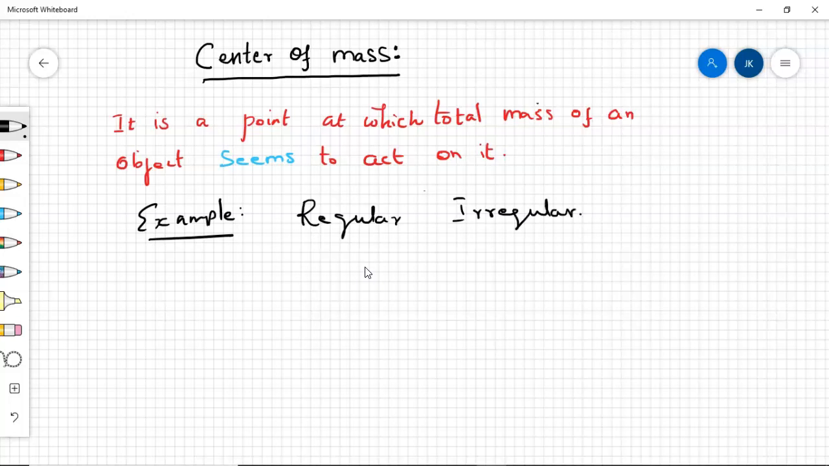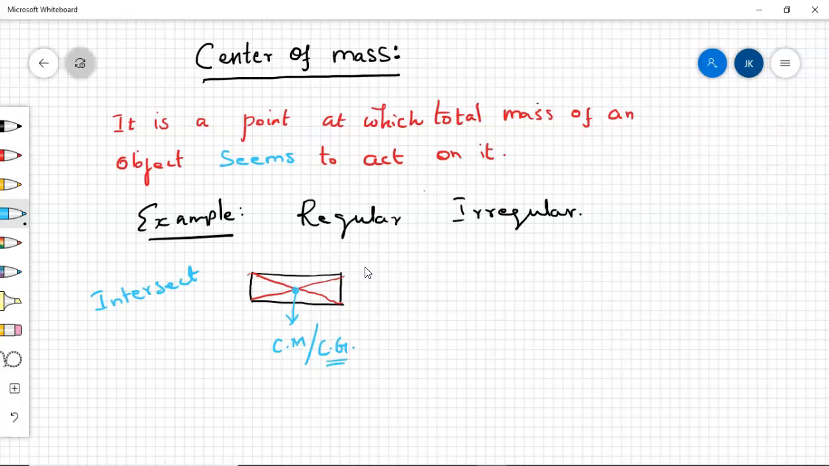For regular shaped objects, an example is a rectangle. How will we find the center of mass? We draw two lines like this, and the two lines intersect at a point. The point of intersection is known as the center of mass. Another name is center of gravity.